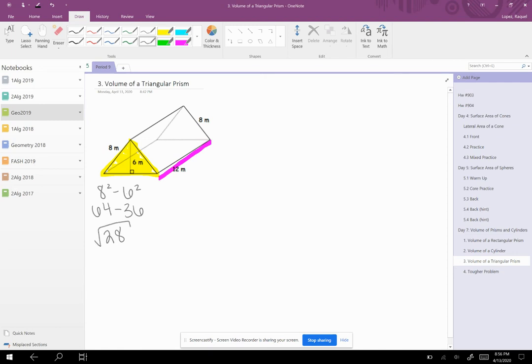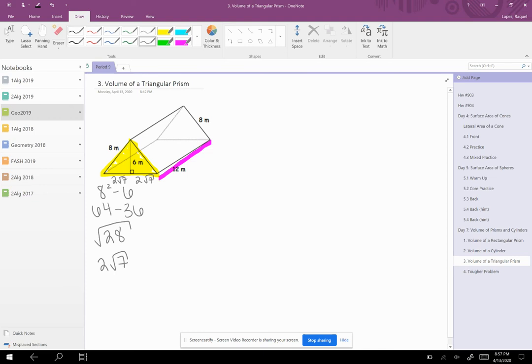And we want the square root of that. So one of these parts here measures square root of 28. So this is also square root of 28. And then if we go ahead and simplify that radical, we're going to get 2 root 7. So that means these bottom pieces each measure 2 root 7, 2 root 7.